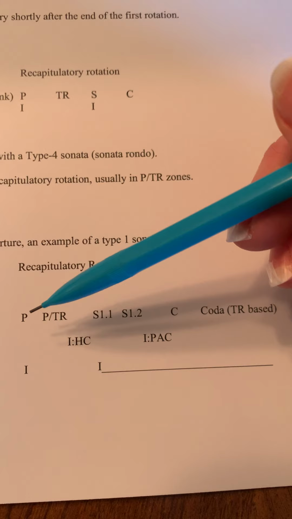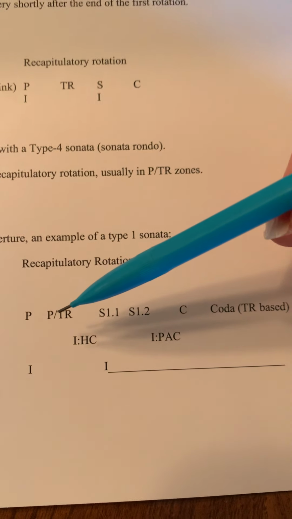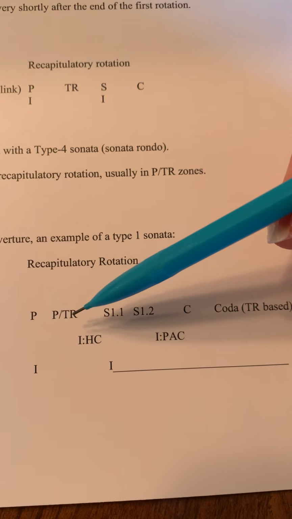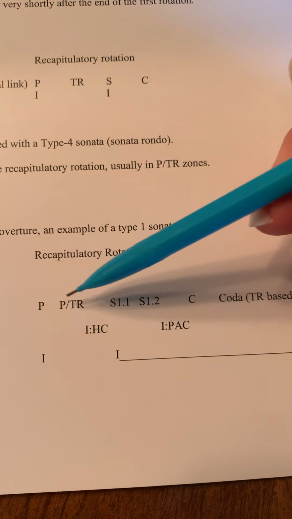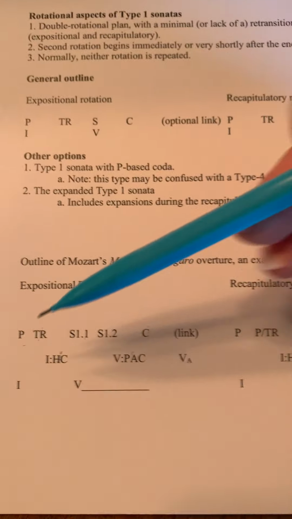And a couple interesting things about this recap. One is that the transition is now going to be a dissolving type. So it's actually going to spin out of P. It's going to be a different transition than you got over here.